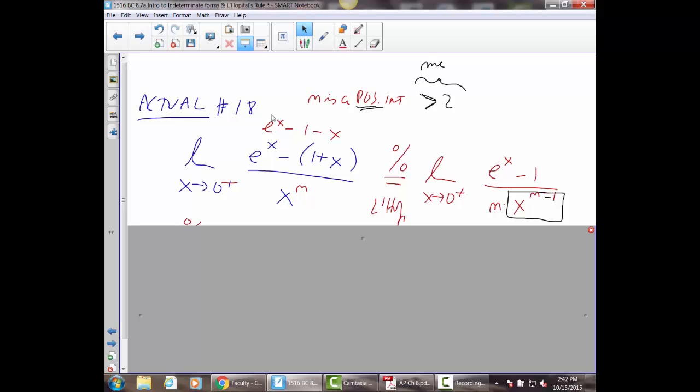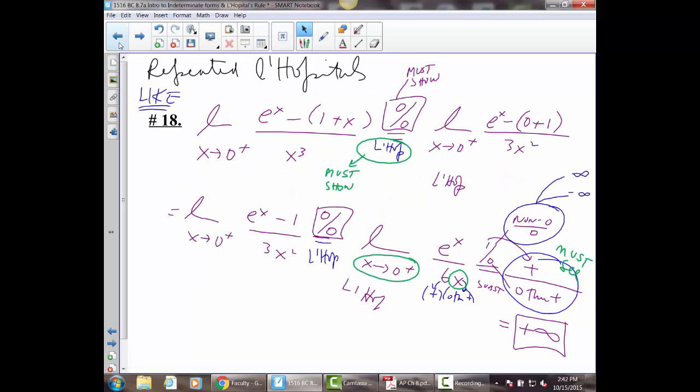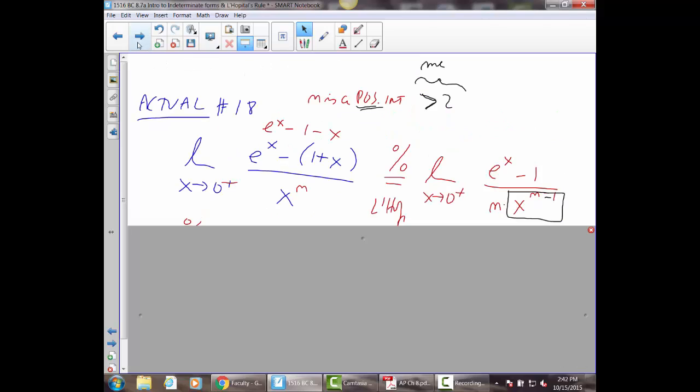Here's another, this is the actual number 18. It was over x cubed, and this is x to the n. This is the limit as x approaches 0 from the right. So once again, I plug it in. 0 to any power will be 0, except for 0 to the 0, but it says n is a positive integer bigger than 2. Okay, so we substitute. We get 0 over 0, which allows us to use L'Hopital's.